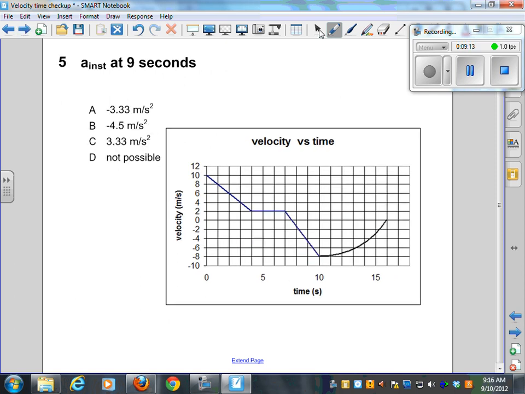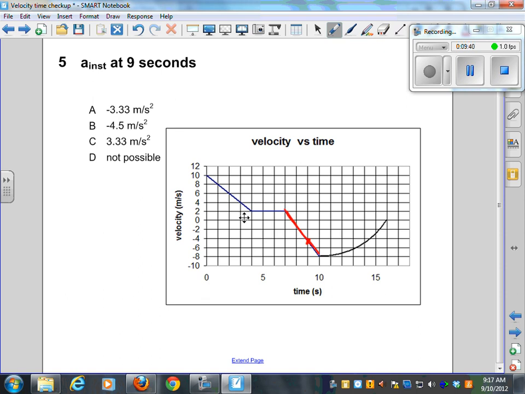All right, number 5, acceleration at 9 seconds. How do we find instantaneous acceleration? Again, we're talking about the slope of a velocity-time graph. Because it's at 9 seconds, we have to find the instantaneous slope at 9 seconds. Well, we're lucky in the sense that it's a straight line, so you simply find the slope of the straight line. You're going to find the slope of that line there.